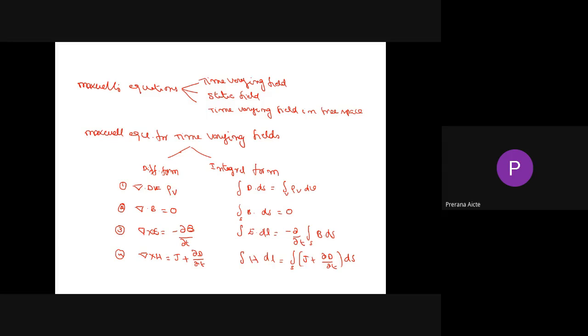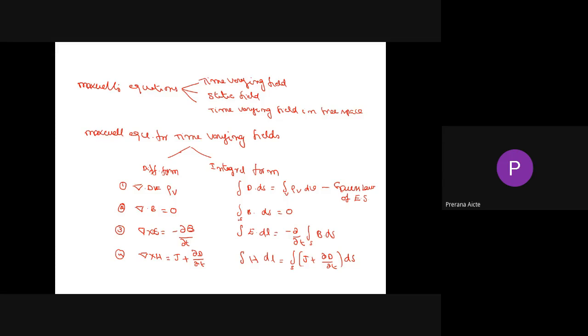Now see the first equation. Del dot D is equal to rho V is the Maxwell equation for the time varying field in differential form, and the corresponding integral form is integral of D dot dS is equal to integral of rho V dV. This equation we call Gauss law of electrostatics.